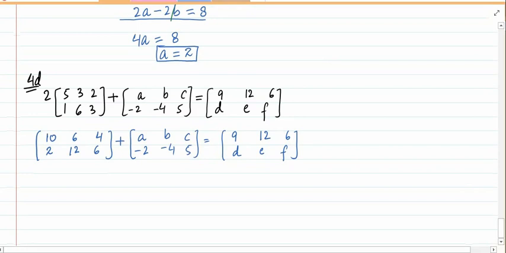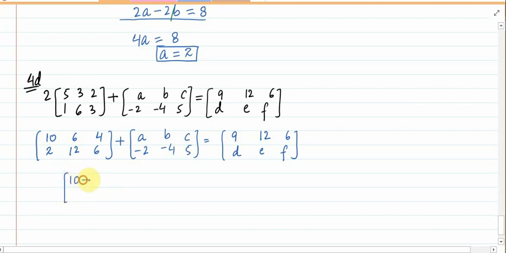Now, you need to check the condition first. On the left side, this matrix, 1 row, 2 rows, 1, 2, 3 columns. So the order of this matrix is 2 by 3. The order of this matrix is also 2 by 3. Matrix orders are the same, that means we can add the corresponding values.